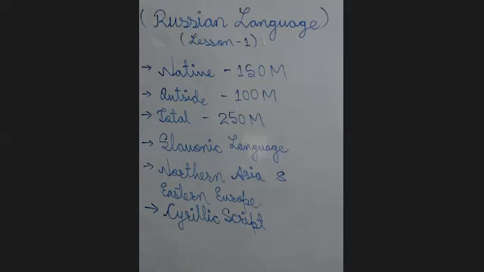Which countries speak the Russian language? Basically Soviet Union countries like Russia, Belarus, Uzbekistan, and Tajikistan. These 6 to 7 countries were basically affected by the Cyrillic script, or maybe you can say they come under Slavonic languages. That's why they use the Cyrillic script.